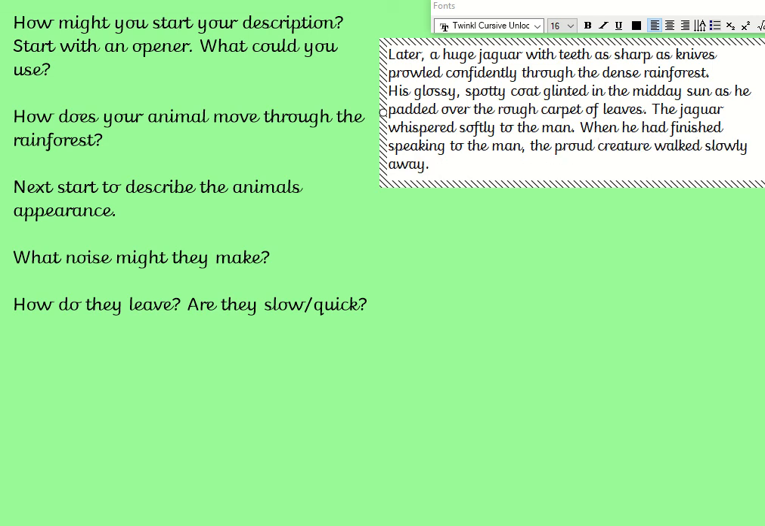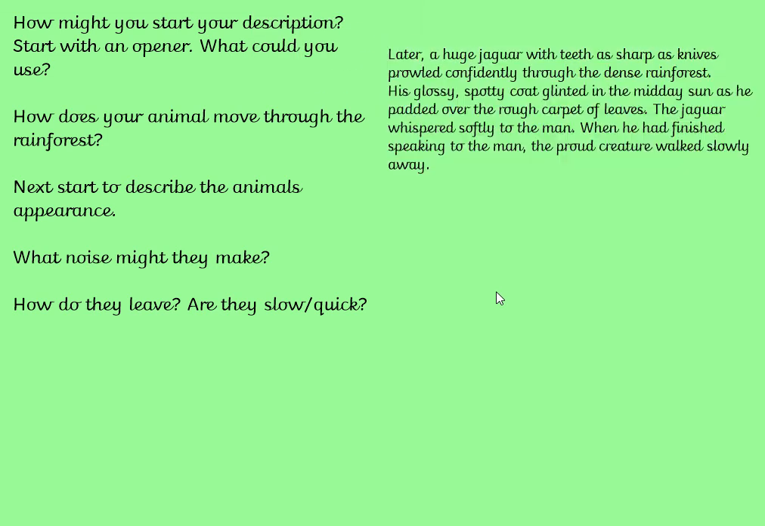Okay, so I'm going to read back through my description. Later, a huge jaguar with teeth as sharp as knives prowled confidently through the dense rainforest. His glossy, spotty coat glinted in the midday sun as he padded over the rough carpet of leaves. The jaguar whispered softly to the man. When he had finished speaking to the man, the proud creature walked slowly away. Okay, I'm pretty happy with that.